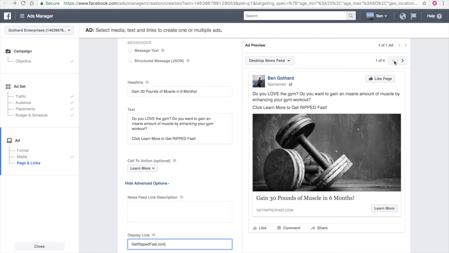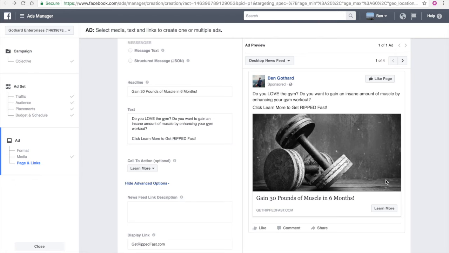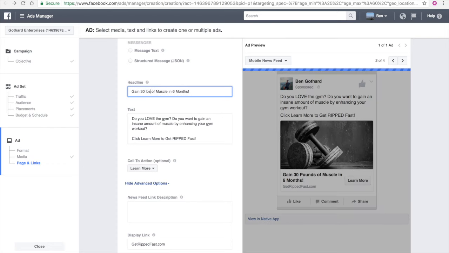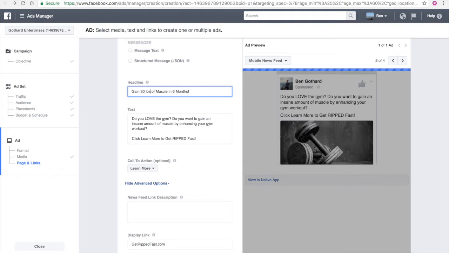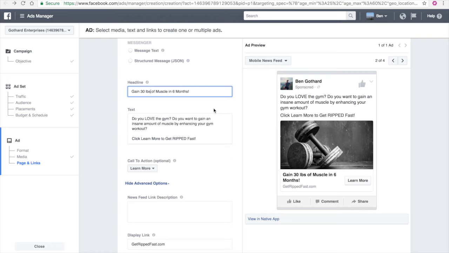So before we publish, we want to look at our ads. We want to make sure it looks nice. On desktop, it looks pretty nice. Everything looks good. On mobile, it would be a little bit nicer to have this a little more squinched in. So maybe we might say LBS, 30 pounds of muscle in 6 months. Again, I'm not the biggest user of gym lingo, so I might be misusing that terminology.